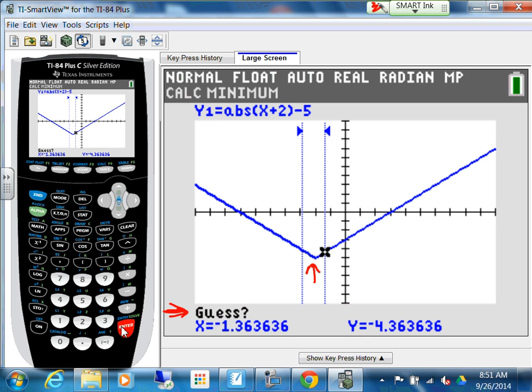Okay, let's do this one more time. Okay, and look, the question has changed. What's the question now say? Guess. That means get kind of close to it and hit enter. Okay, so get kind of close to it. I'm going to push my left arrow key again until I'm kind of close, and I'm going to hit enter.